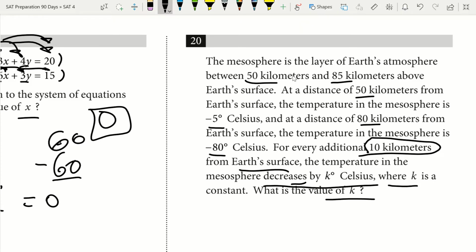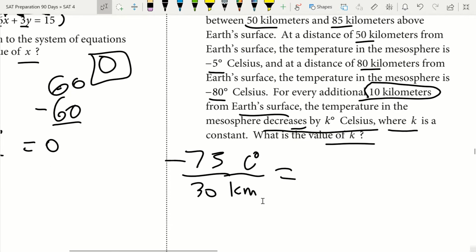All right, well, I see my change is going to be that -75 drop in degrees over the 30 kilometers that we change in our distance. So over that 30 kilometers, I'll put this as Celsius degrees. If I go ahead and do this, I would see that I'm going to end up with a change of, it looks like, -2.5 degrees Celsius per kilometer. But I got to keep in mind that every 10 kilometers is what I have to answer with.